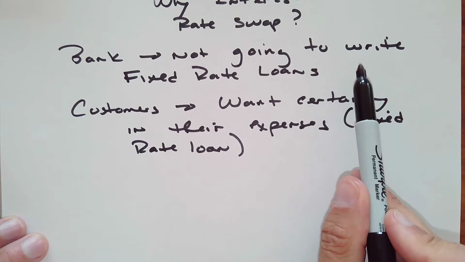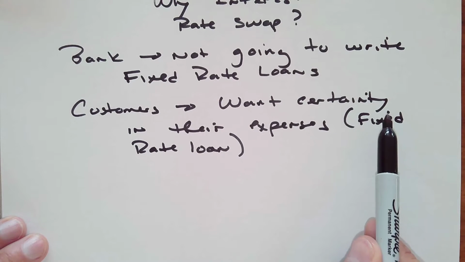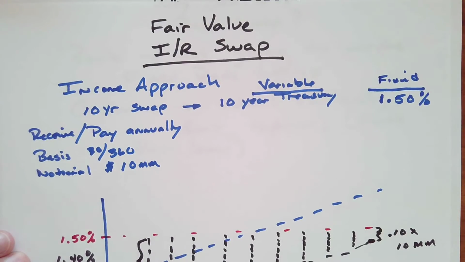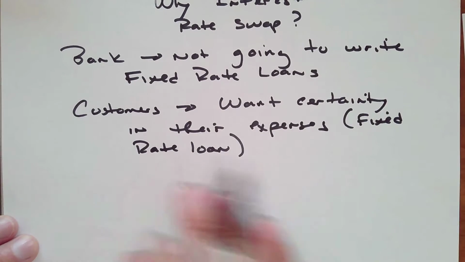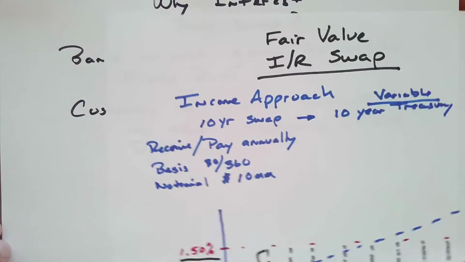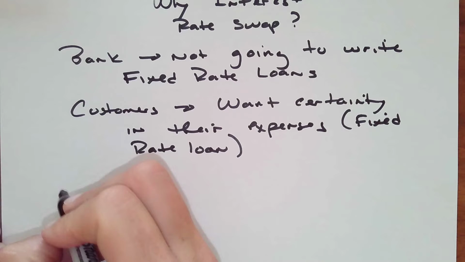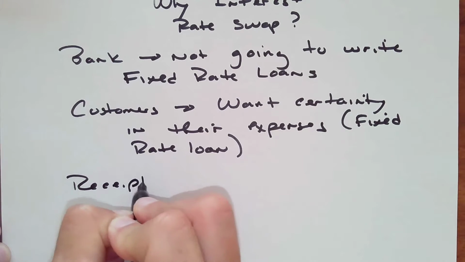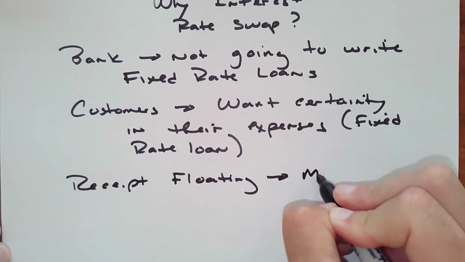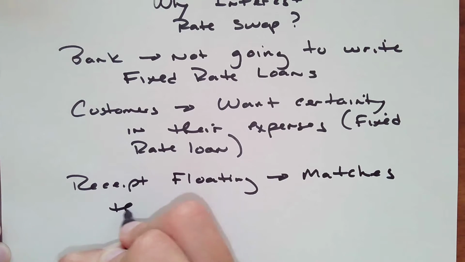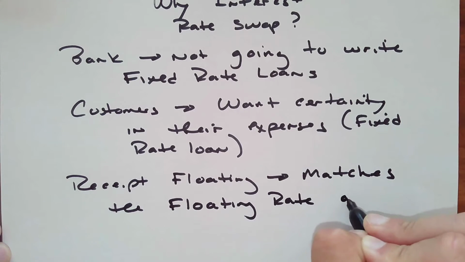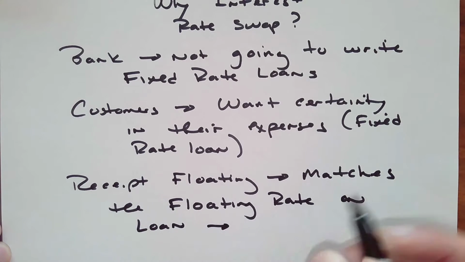So the bank is not going to write a fixed rate loan, and customers want a fixed rate loan. So what do they do? They get into an interest rate swap. The customer wants to pay fixed, and then they receive floating. If that receipt of floating matches the floating rate on the loan, it cancels out.